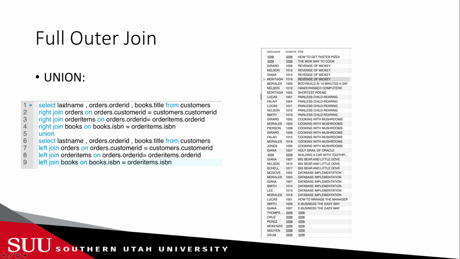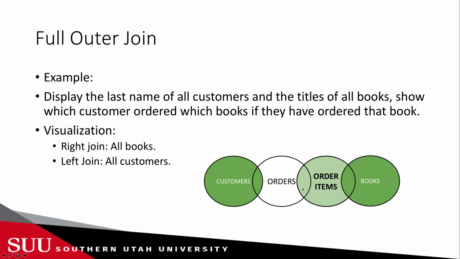I needed the last name, and I included the order ID here, and I needed the title. So the last name and the book's title are what I need to display regardless of being matched to another record or not. So I will go from customers, right join this with orders, then right join this with order items, and then right join this with books.